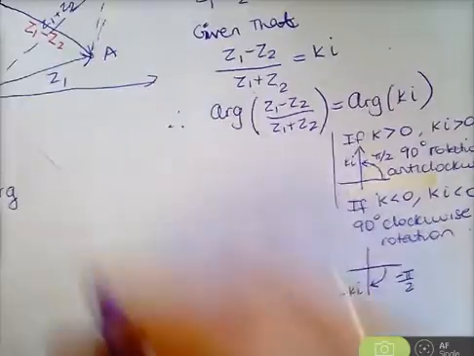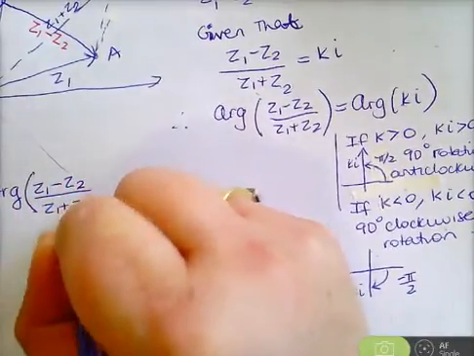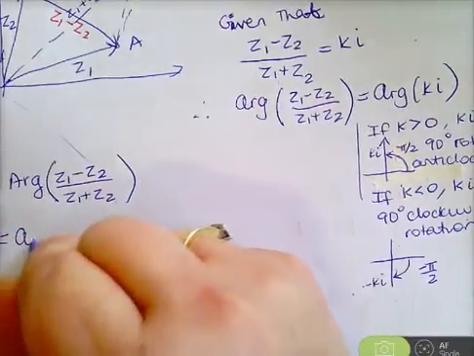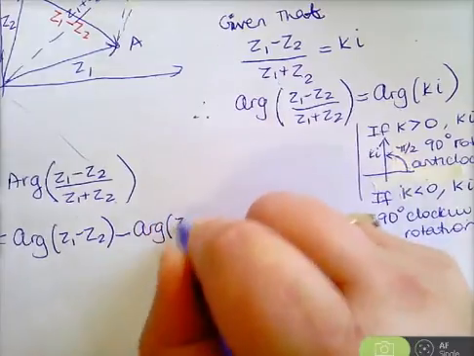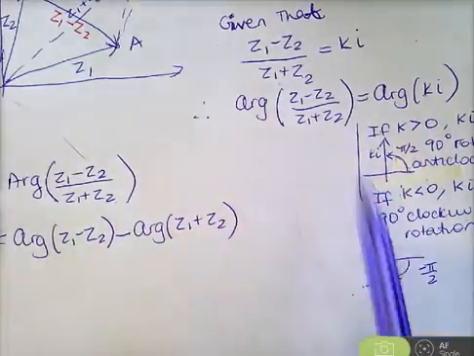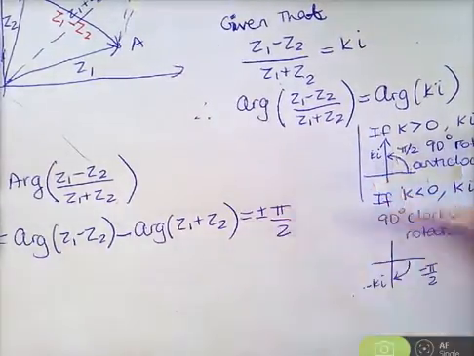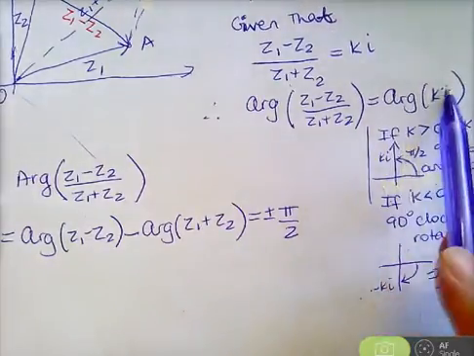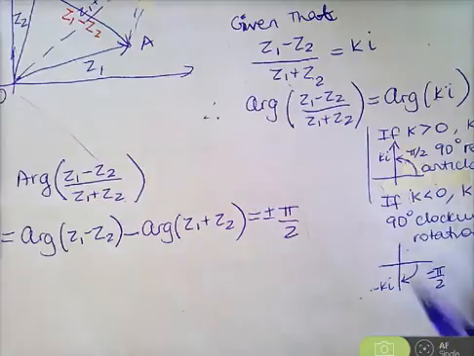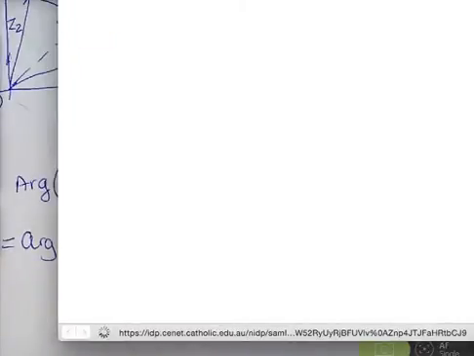Just the argument. So, let's look at the left-hand side. Argument of (Z1 minus Z2) over (Z1 plus Z2). Doesn't that equal the argument of (Z1 minus Z2) minus the argument of (Z1 plus Z2)? Now, because this applies, therefore that is equal to plus or minus pi on 2. The argument of that equals the argument of Ki. We've just said that the argument of Ki equals plus or minus pi on 2.